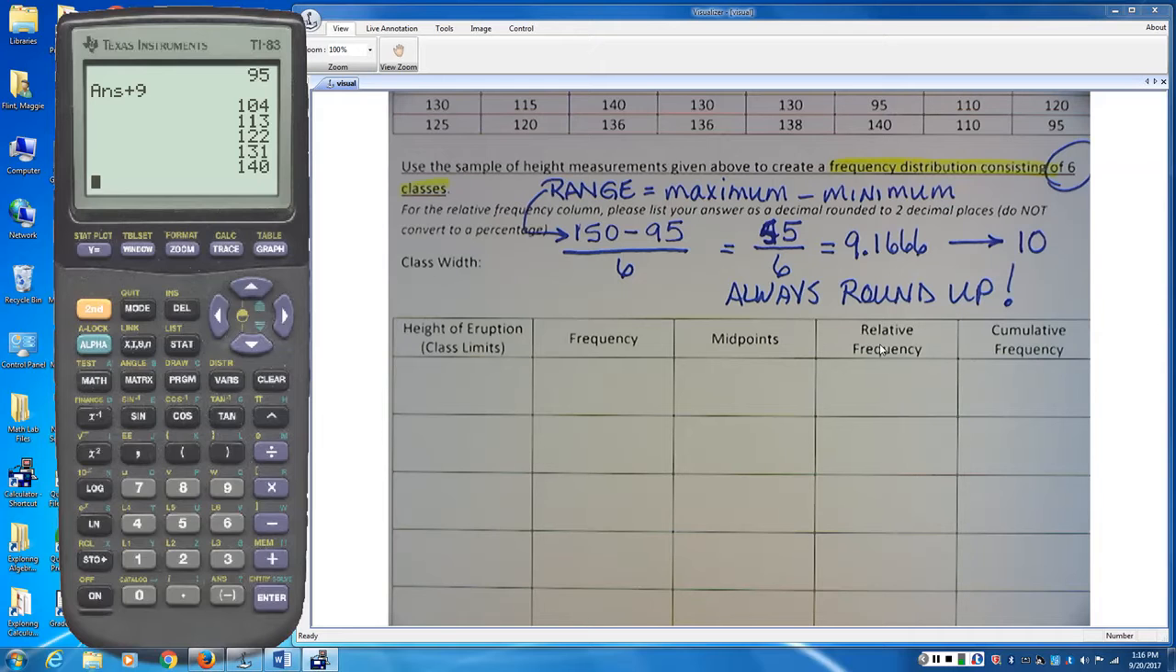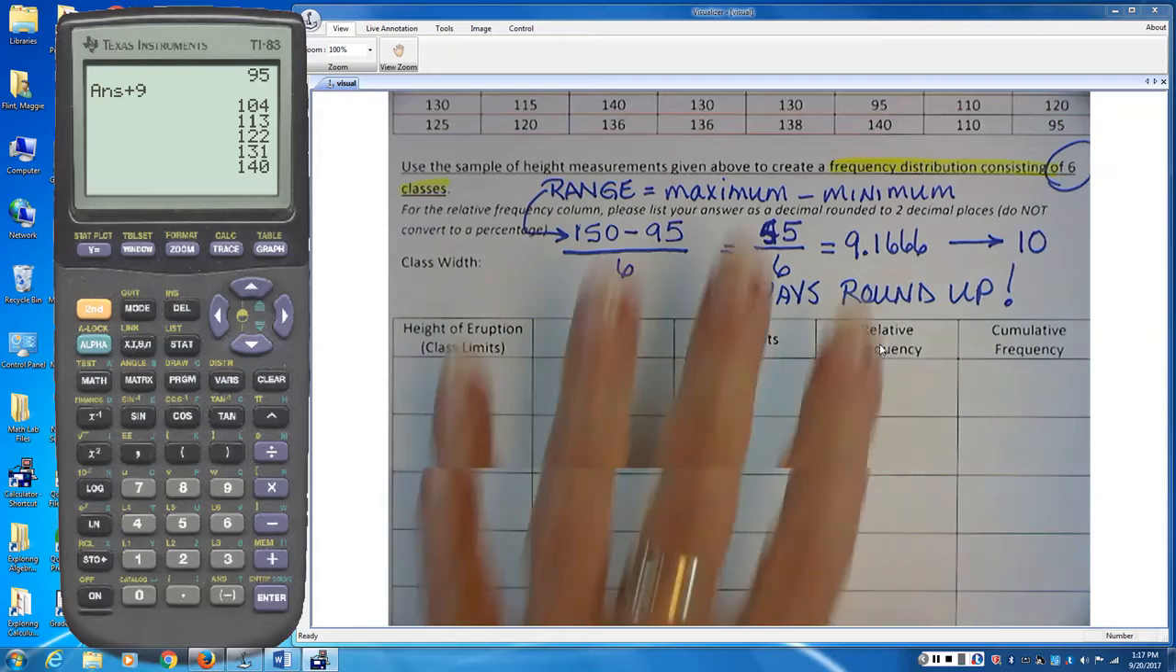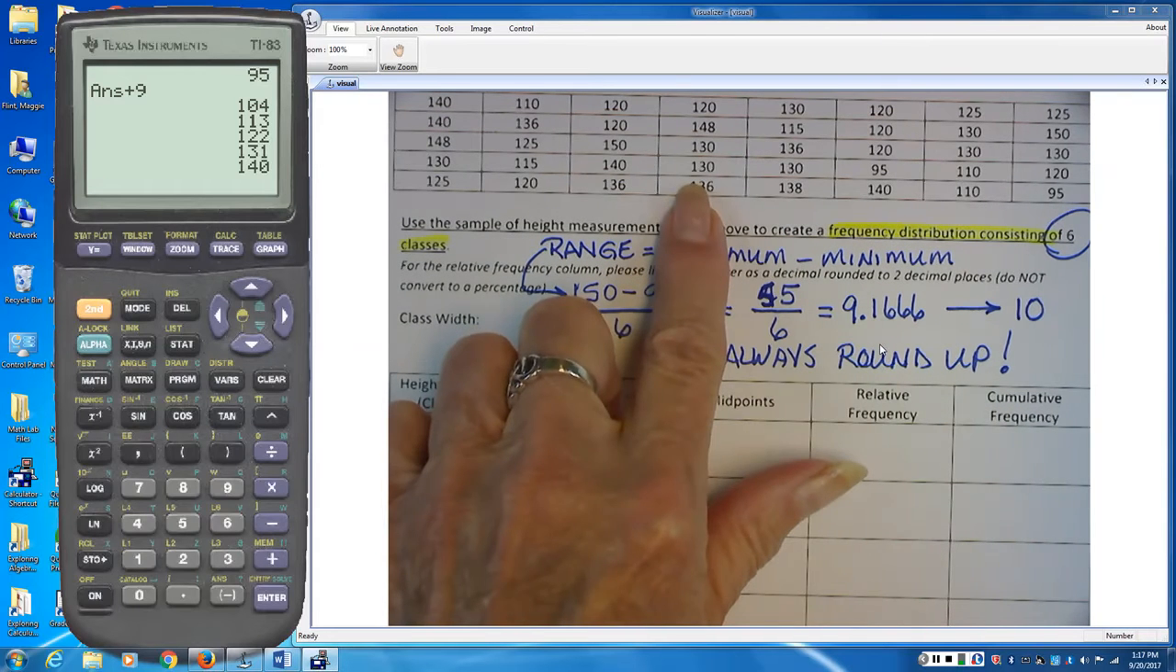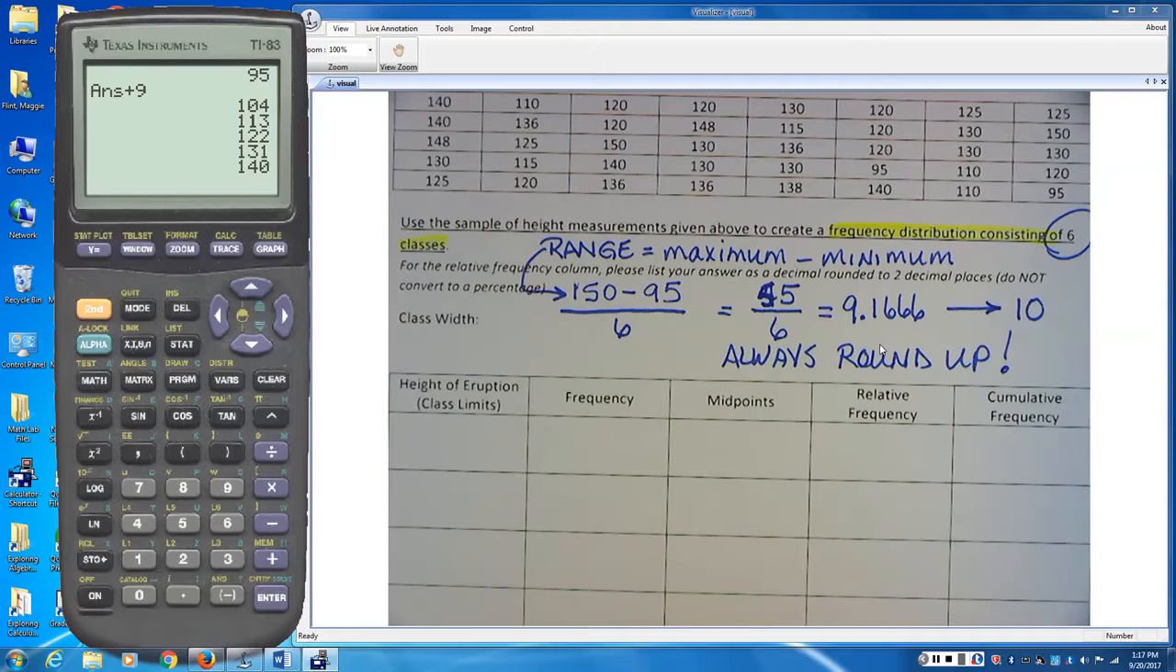Even if that had come out to be exactly 9. If the range had been 54 divided by 6 and it said 9, we still have to round up to 10. It's not just because it's a decimal. You always round the class width up to the next value, and what you look at to decide how to round, do you want to round to a whole number? Do you want to round to the nearest tenth? How do you want to round? Go back and look at your data. Your data in this case is whole numbers. So you're going to round up to the nearest whole number.